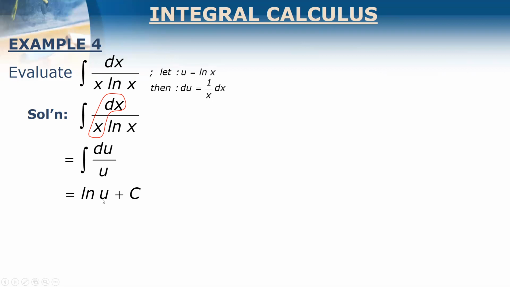And then, let's restore the original variable. Our u is ln x. So the answer is ln of ln x. You have to use the absolute value sign because ln of a negative is not defined.